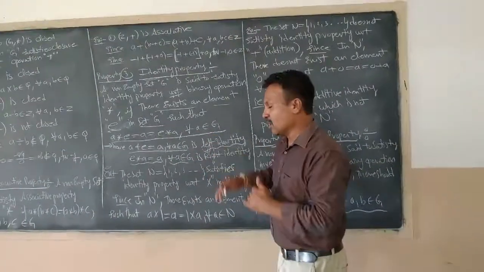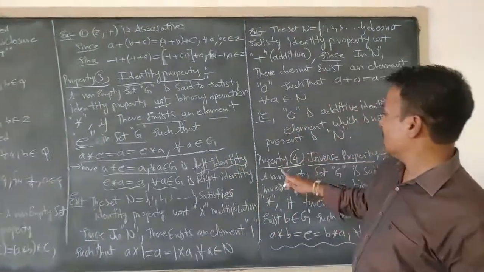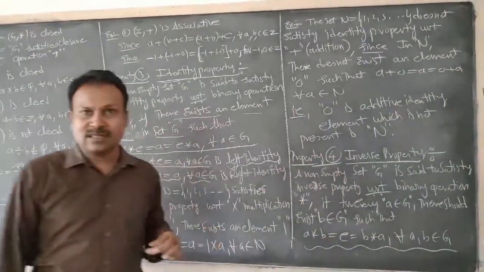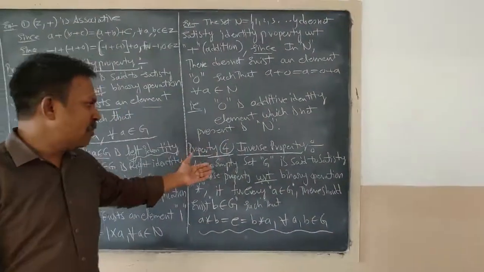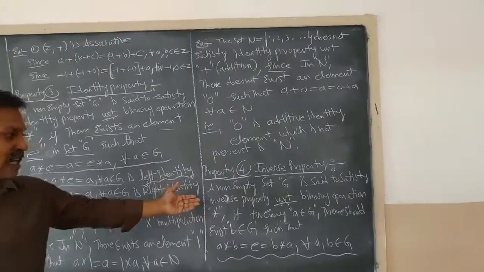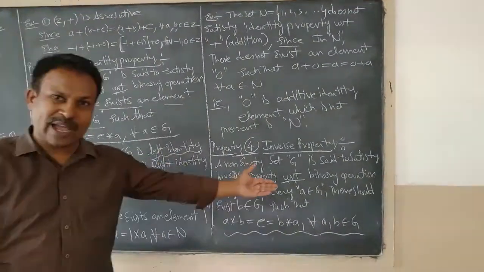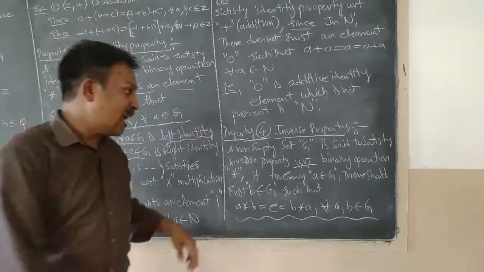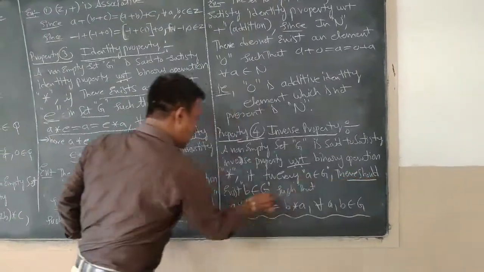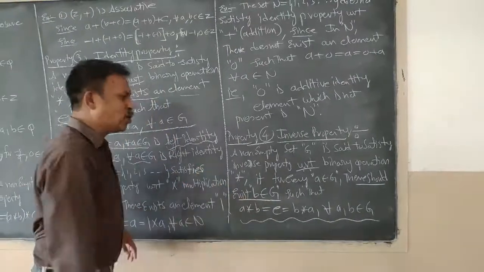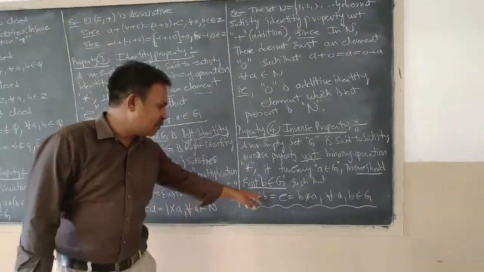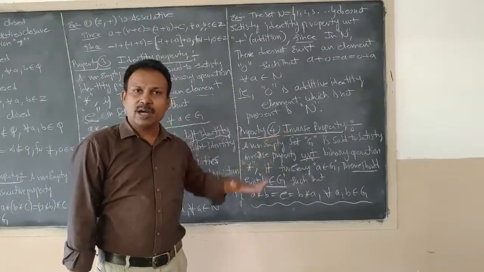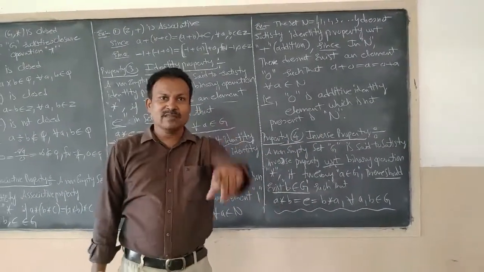Right? I go for the next definition, that is the last definition, inverse property. I repeat in my words, inverse property. A non-empty set G is said to satisfy inverse property with respect to binary operation if for every A belonging to G there should exist B belonging to G such that A star B is equal to B star A. Right.